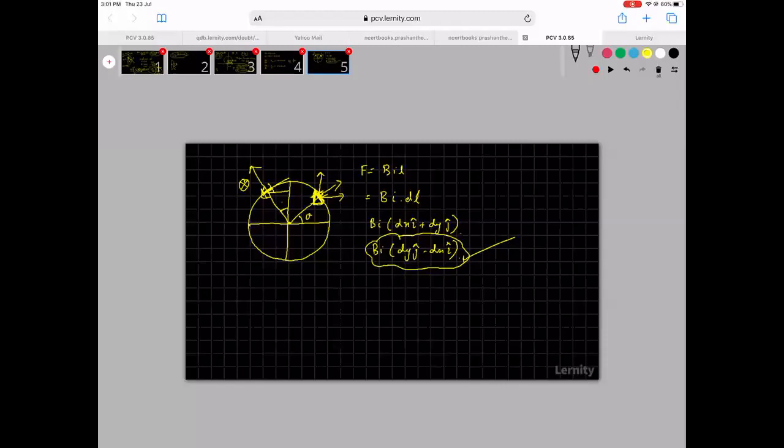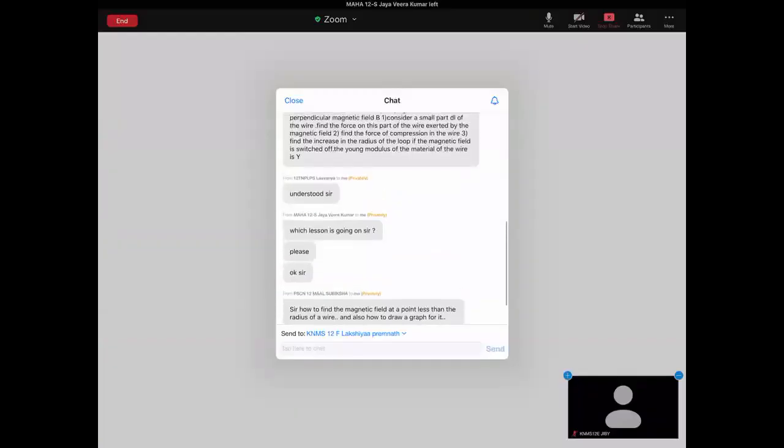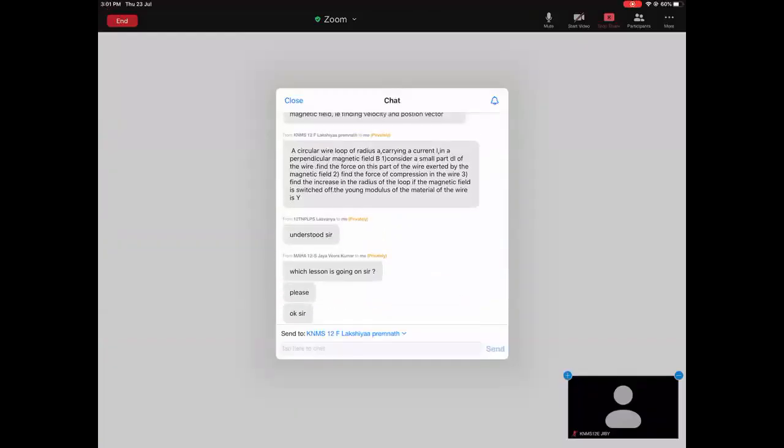Okay, give me some time. I'll think about this and come back. I have some problems here. My problem, Lakshya, is that consider a small part dl, find the force on this part. I have found that out. Next question is find the force of compression on the wire. I'm thinking, why should there be a compression? Find the increase in radius of the loop if the magnetic field is switched off.